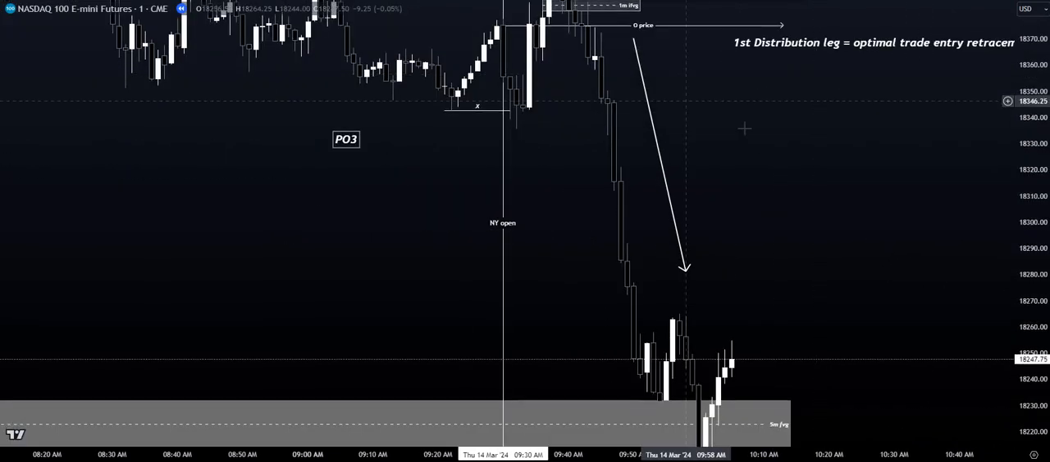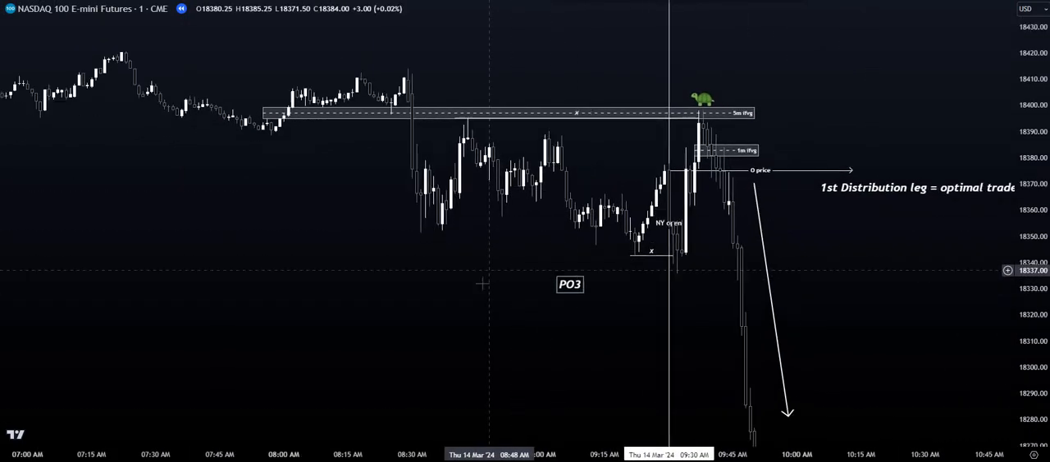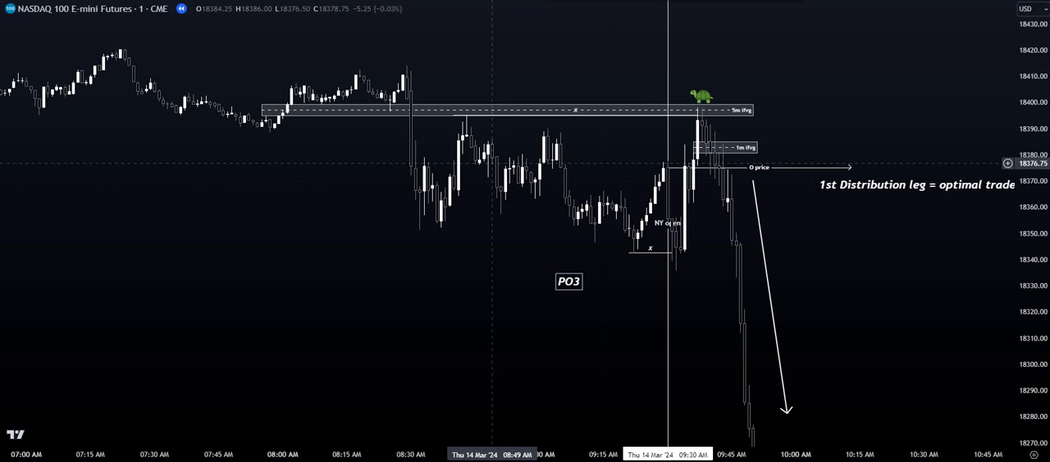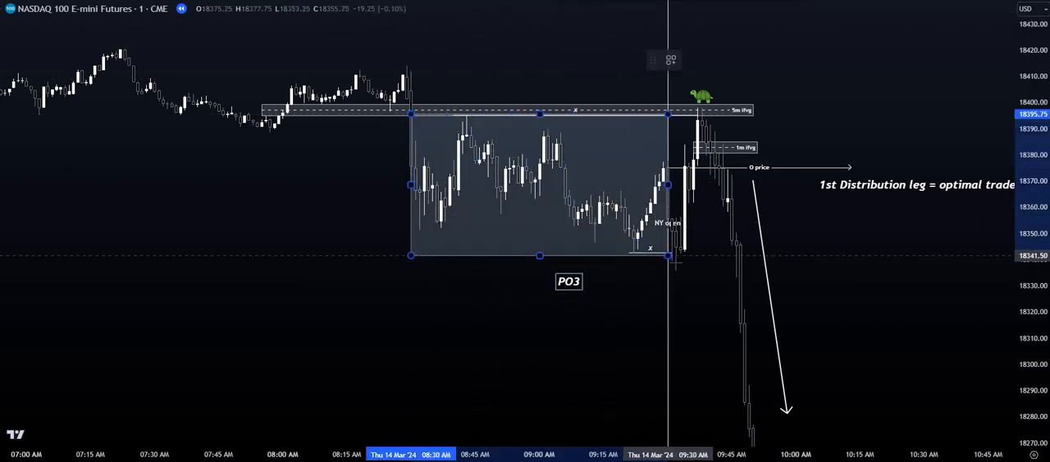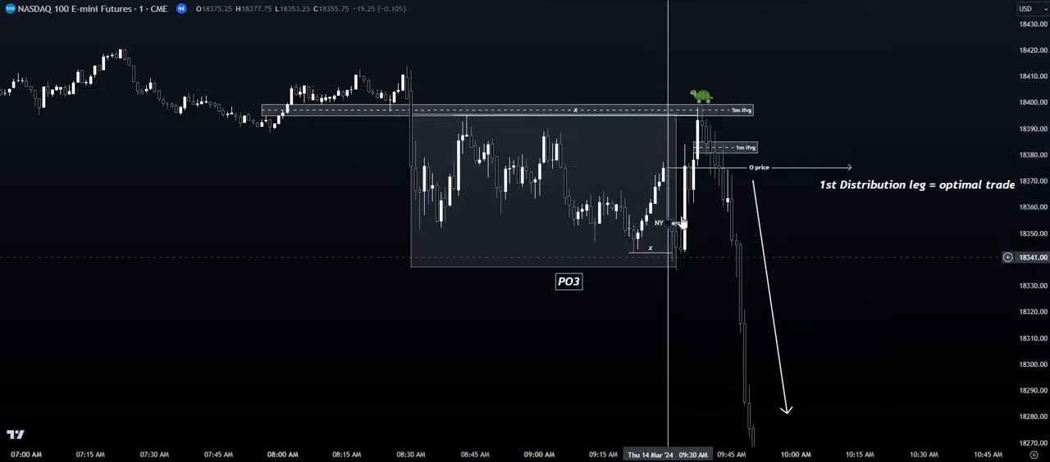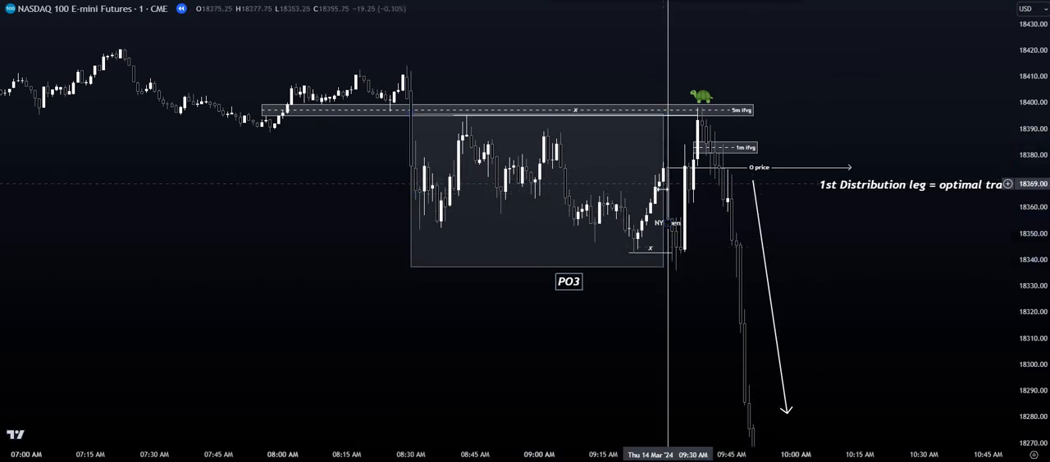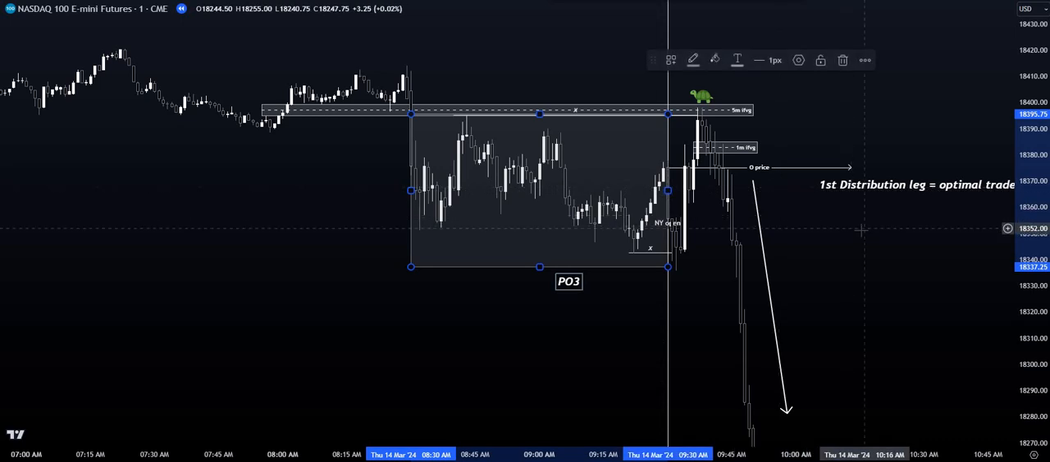Now, how do we know this is distribution? How do we know it's not manipulation? We look at here. This is pre-market, right? Ultimately, this is all pre-market right here. How do we know it's pre-market? It's pre-9:30, guys. Okay, so anything before 9:30 is known as pre-market.